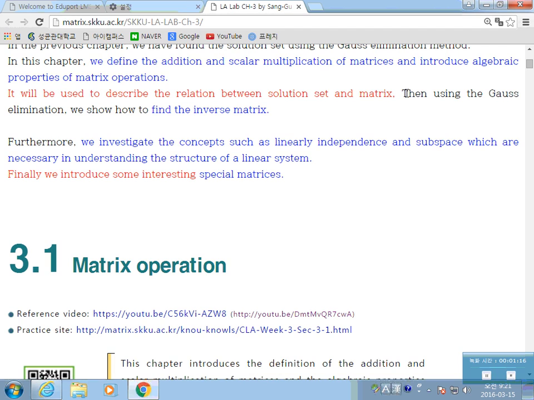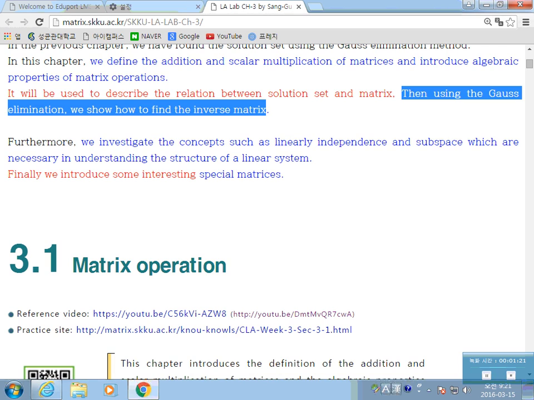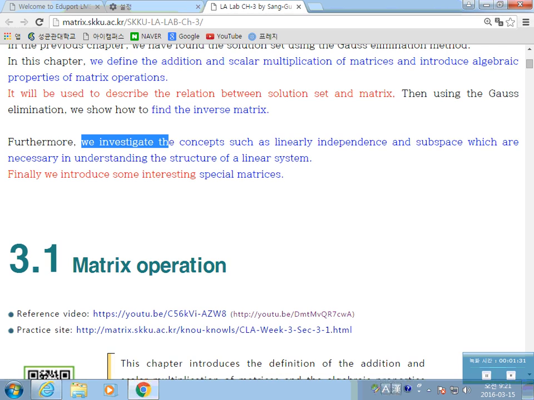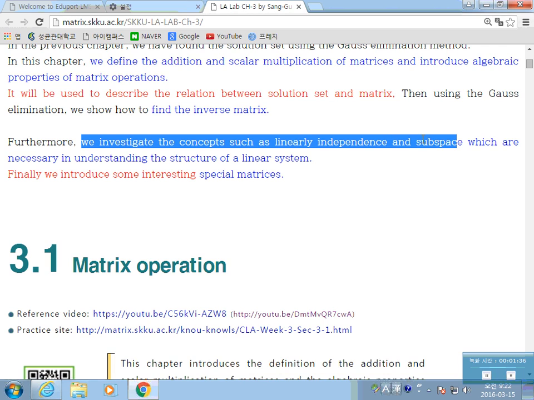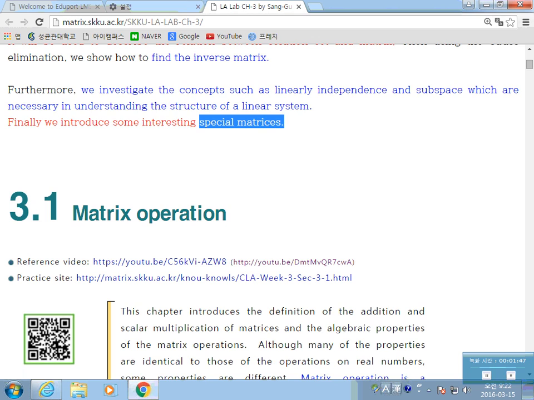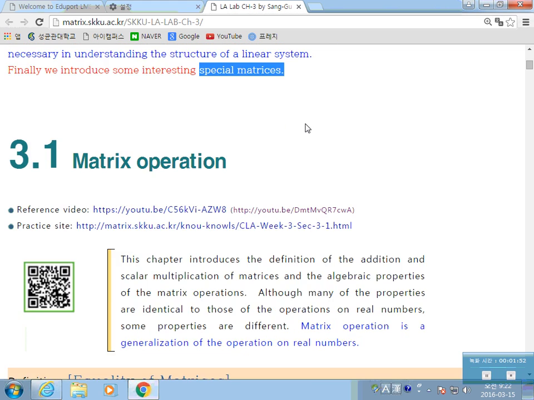Okay. And by using the Gaussian elimination that you have learned in chapter 2, we will show how to find the inverse matrix. Further, we investigate concepts such as linear independence and subspace, which are needed to understand the structure of a linear system. Okay, and I will introduce some special matrices that will help you.